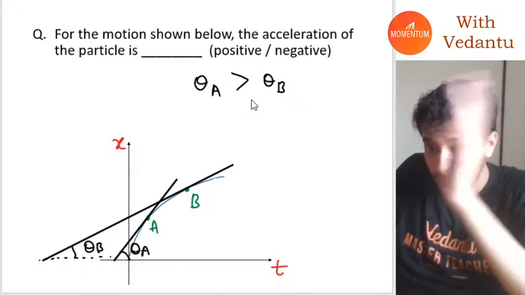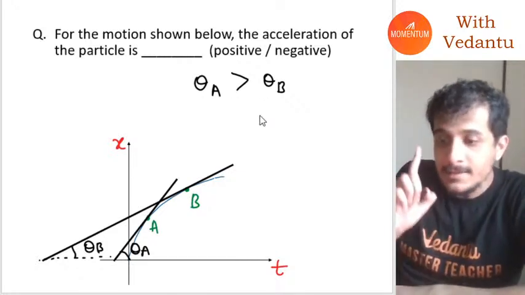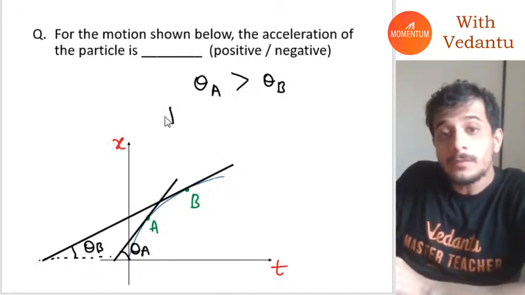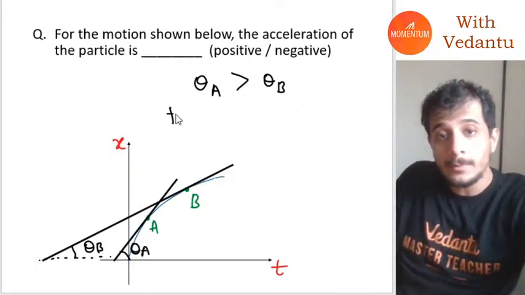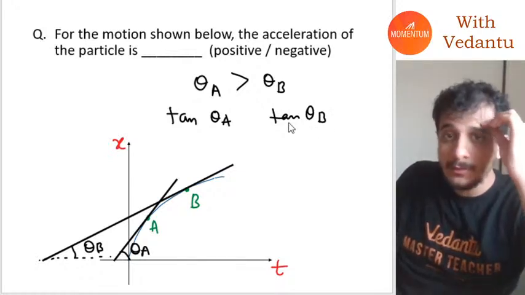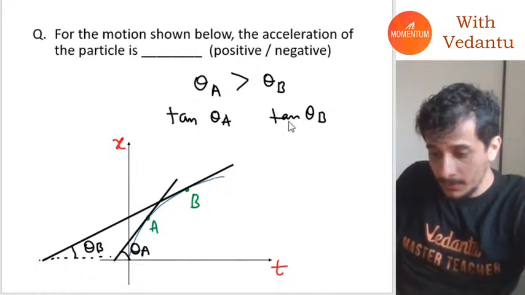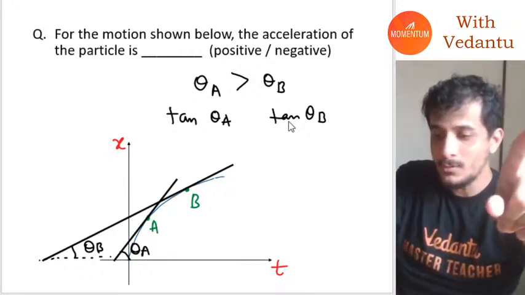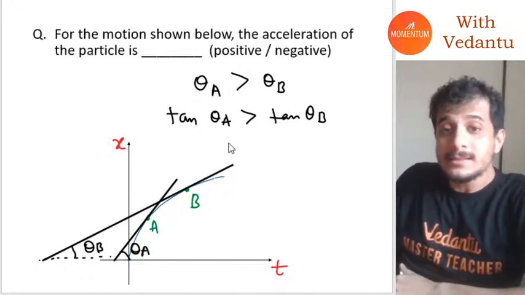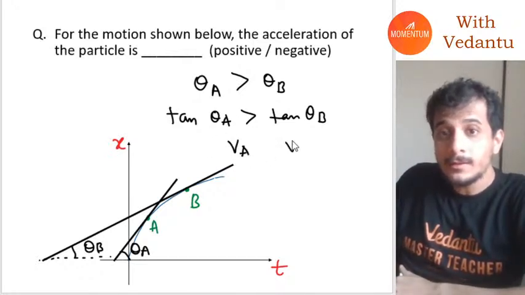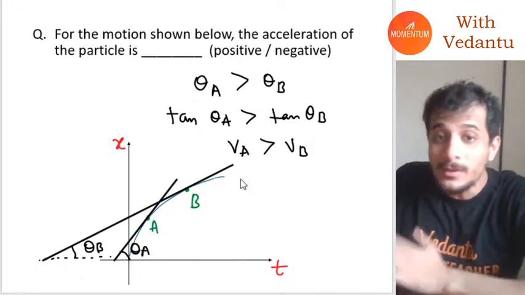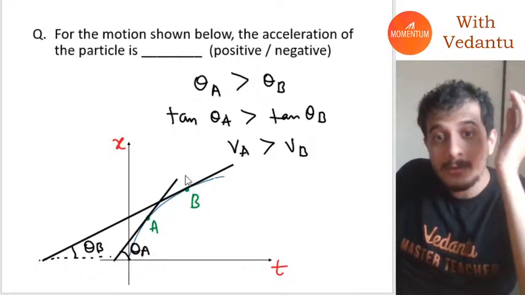Everybody can see this, I hope. Similarly, if theta A is bigger than theta B, then which tan theta will be bigger? Will tan theta A be bigger or will tan theta B be bigger? Everybody, I know you know the correct answer. Yes, tan theta A will be bigger. Now tan theta A is nothing but the velocity at point A and tan theta B is nothing but the velocity at point B. You can see the velocity at point A is bigger than the velocity at point B. I hope everybody understood.